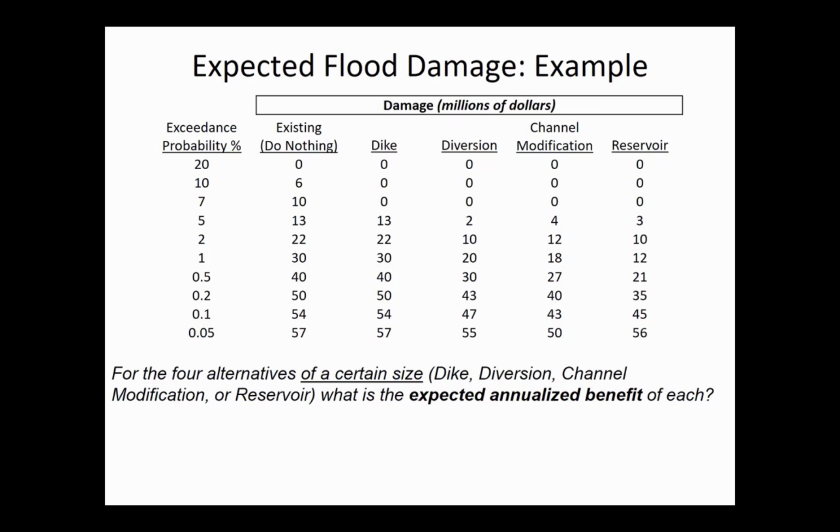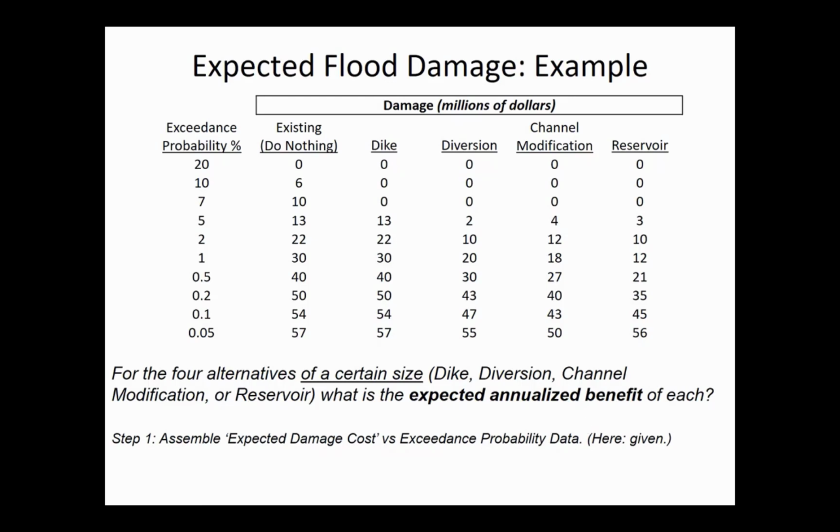So we want to know which one is best. Of these 4 options, which one is best? Which one delivers on an annual basis the most benefit? So the first step is to assemble expected damage cost versus exceedance probability data, and that's given to you already.